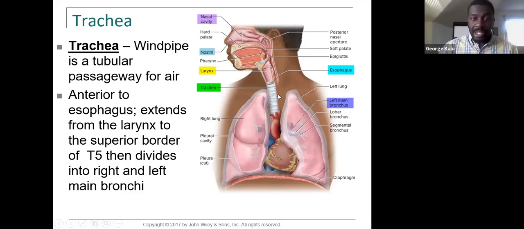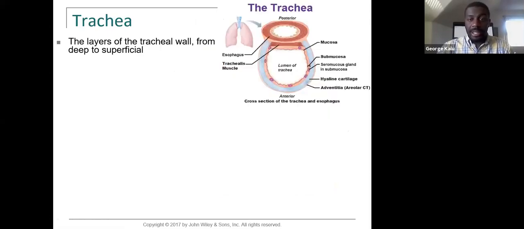So the trachea is going to be more anterior to the esophagus, and it's going to extend from the larynx, like I said, down into the chest, into the thorax, at about the level of the T5 vertebra. And once you get to about that point, the trachea is going to split into the right and left primary bronchi, or the right and left main bronchi. All right, so we're going to take a look at the way it's structured here. There's going to be four regions or four layers to the trachea.